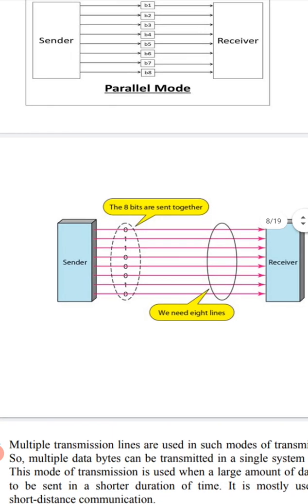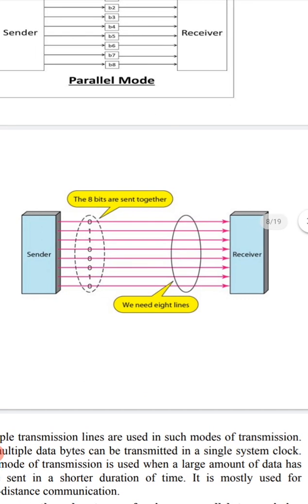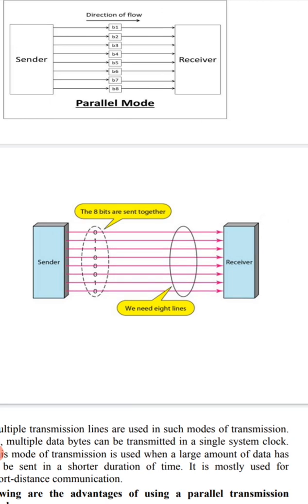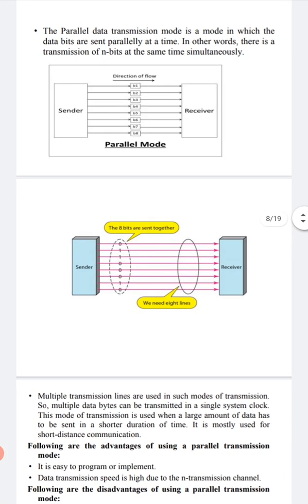Look at the next example, sender and receiver. There are 8 bits. The 8 bits are sent from sender to receiver. The bits are 0, 1, 1, 0, 0, 0, 1, 0. So all the bits are transferred from source to destination at the same time. So we need 8 lines. So all the bits are transmitted parallelly. At the same time, all the bits are transmitted.